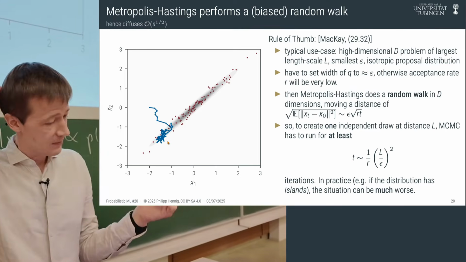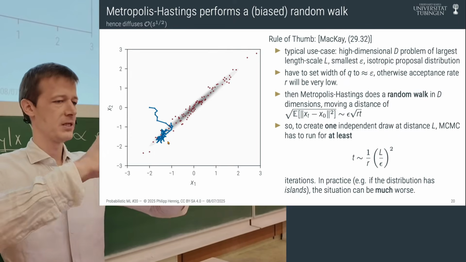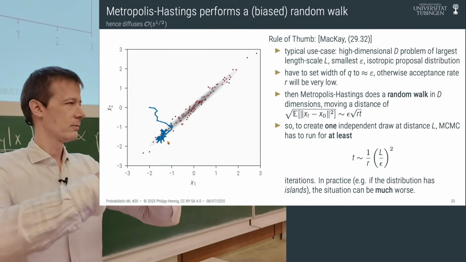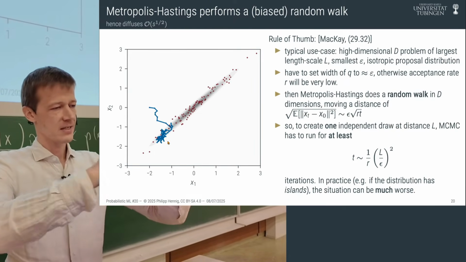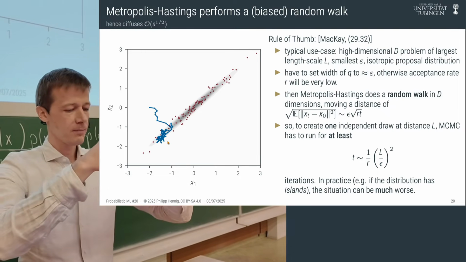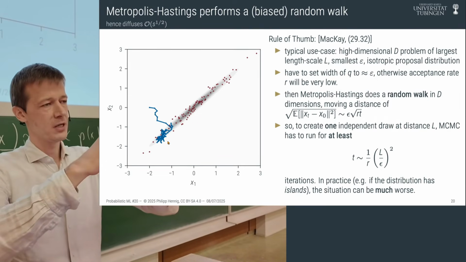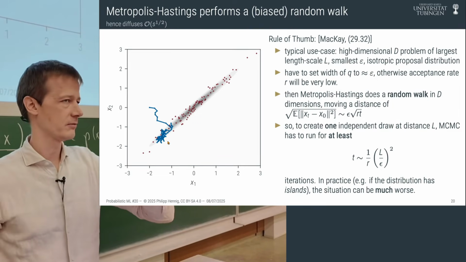But in a high-dimensional space, you'll typically have to choose a proposal distribution Q, which will be somehow isotropic because you don't know much about your distribution, with a scale. So the width of our Gaussian proposal distribution will probably have to be set to the order of the smallest length scale of the problem.